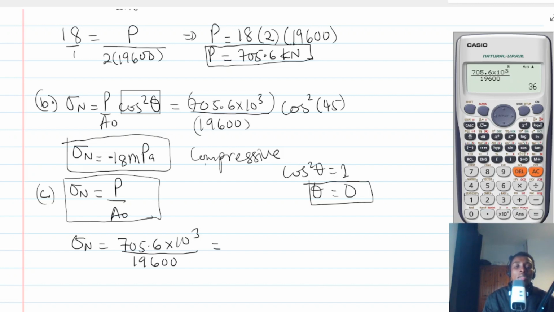So we get 36 megapascal, that is the normal stress for you. So this problem has been solved, but because it is a compressive stress, we need to negate it again. Therefore, our normal stress is minus 36 megapascals. All right, so this problem has been solved.